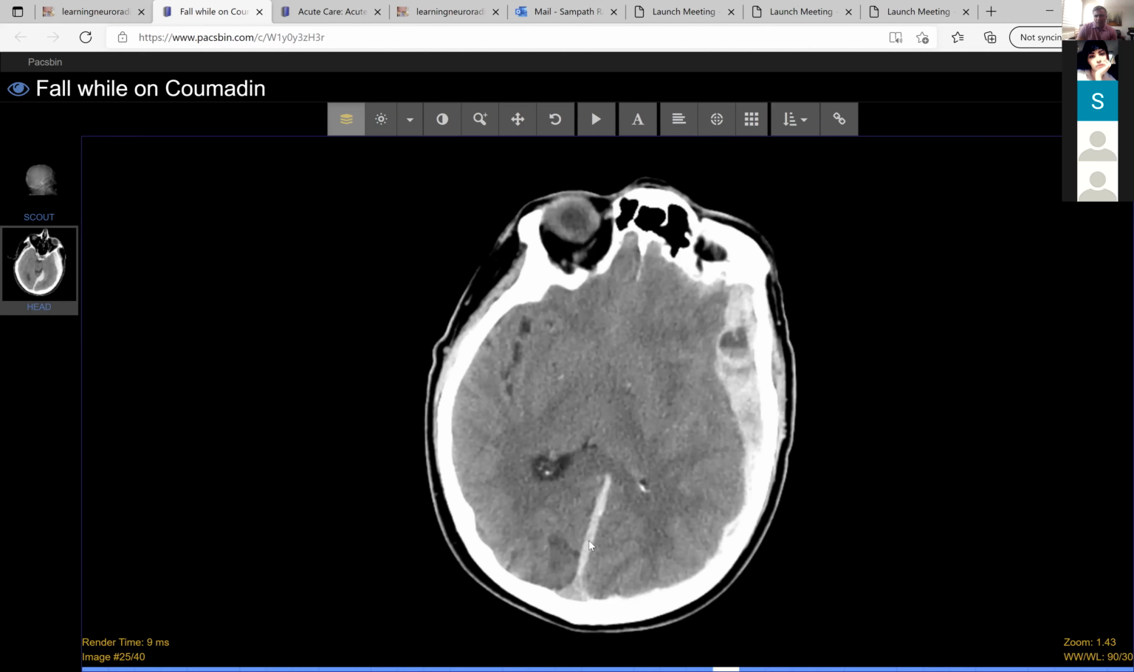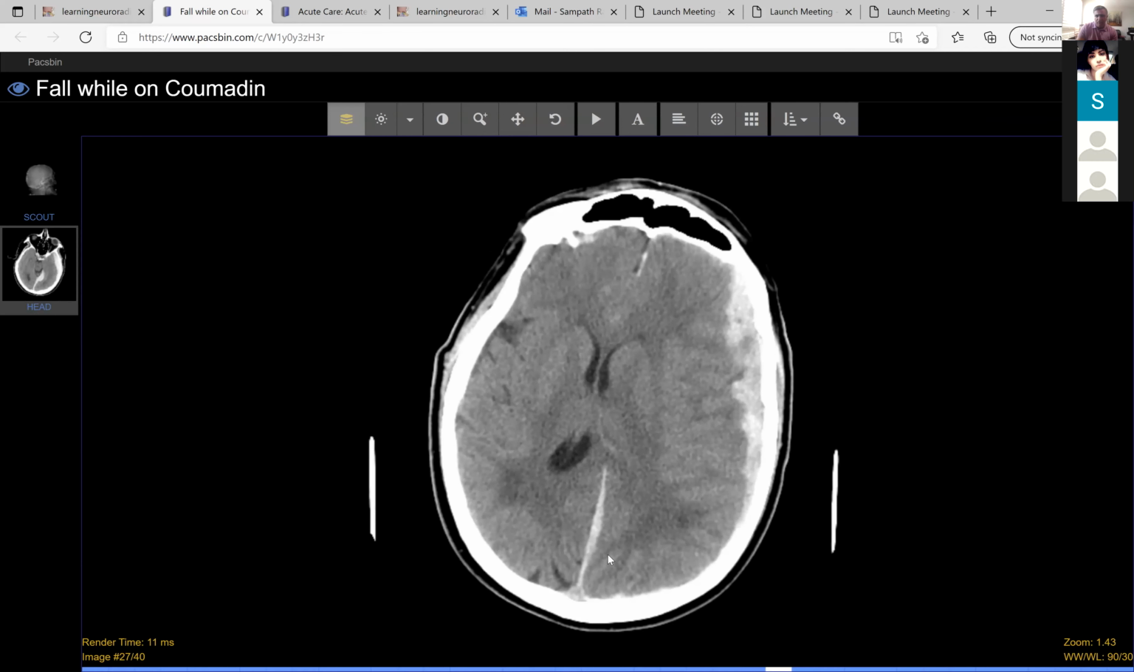And see how the falx is kind of thickened here. See how the posterior falx should be thin, barely perceptible, and see how it is thickened. So the blood is tracking along the falx. And this is also part of the subdural space that we have here. You can see how this subdural hemorrhage is tracking along the falx, and this is a classic appearance of a subdural hemorrhage.